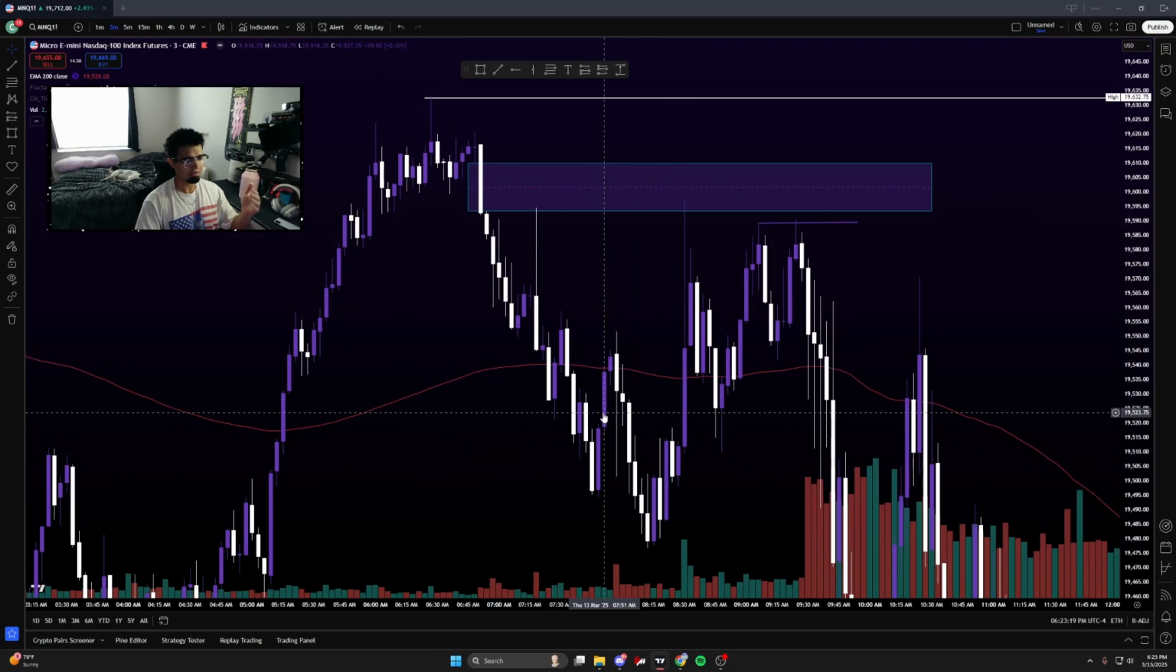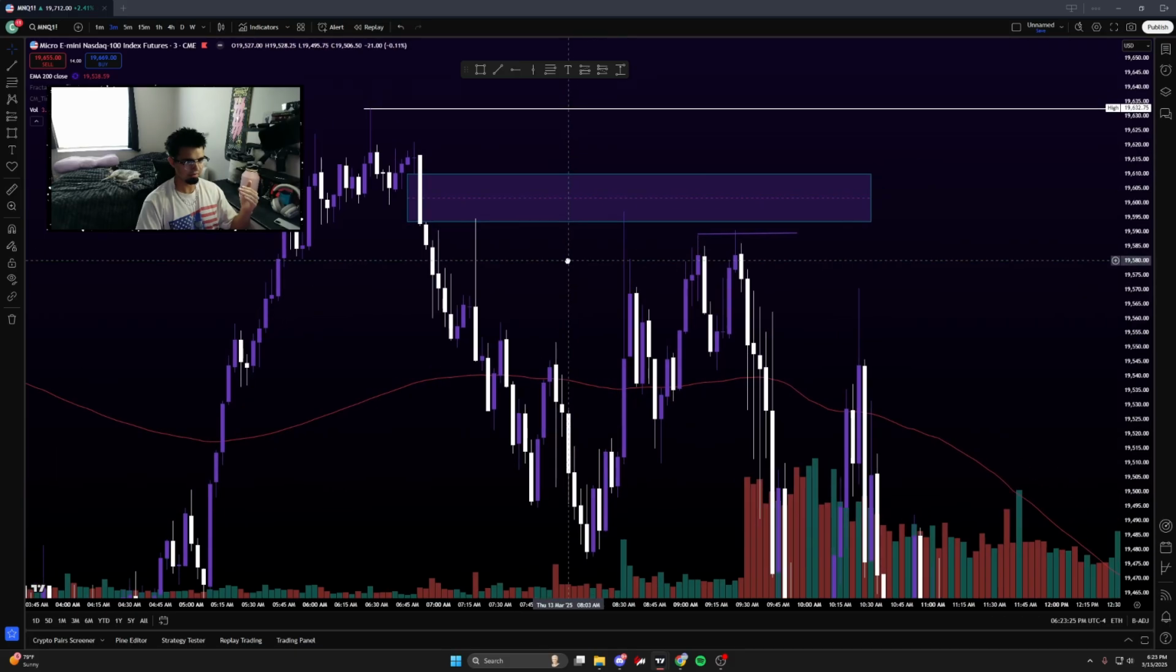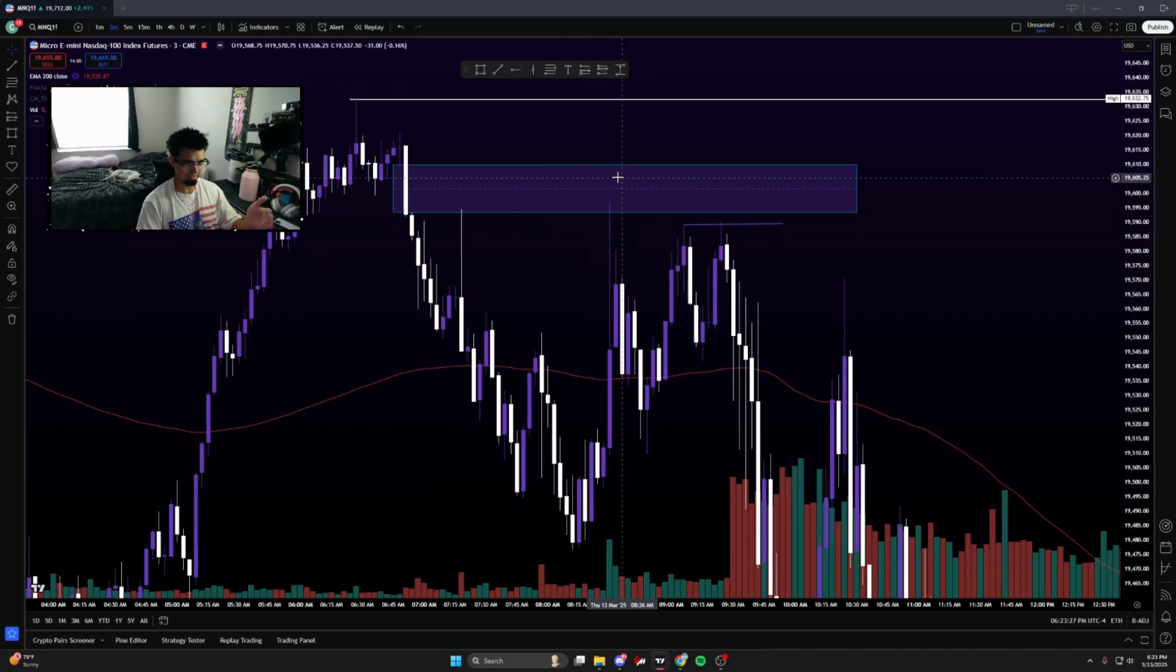And still again, we're filling up this imbalance. We see price retrace back up into here, which is this same fair value gap, which is respected. So we tap into it and then make a lower low because we're respecting this fair value gap.